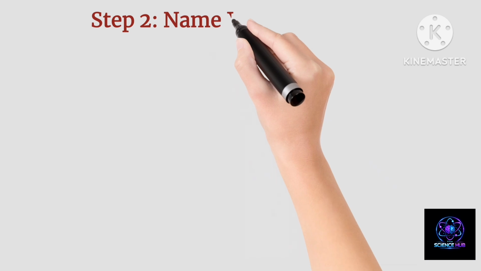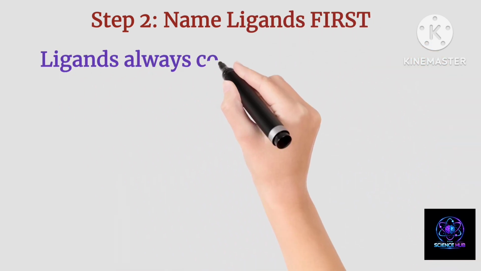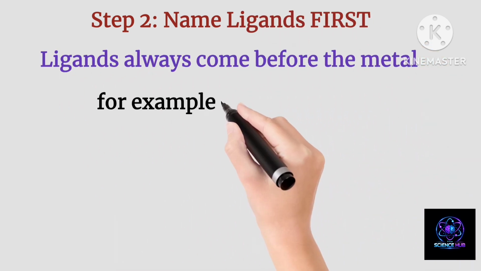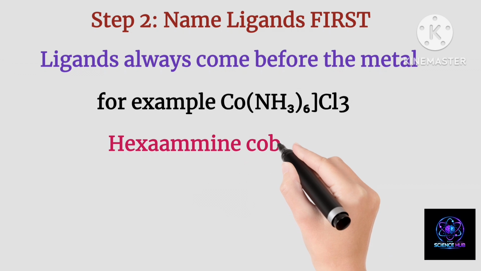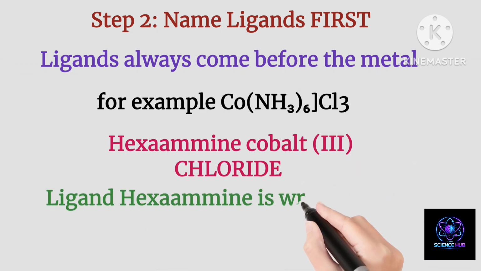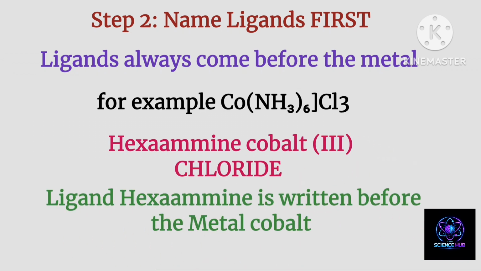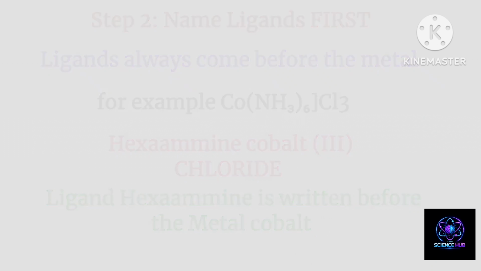Step 2. Name ligands first. Ligands are always written before the metal. For example, [Co(NH3)6]Cl3. Hexaamminecobalt(III) chloride. The ligand ammine is written before the metal cobalt.